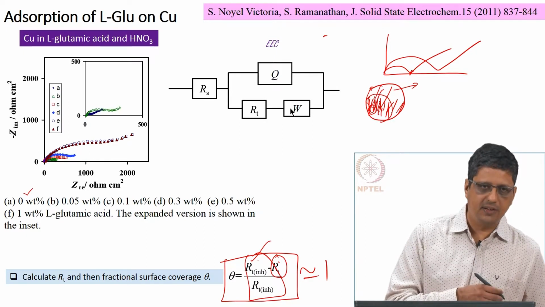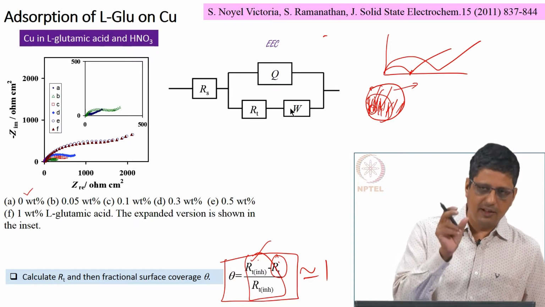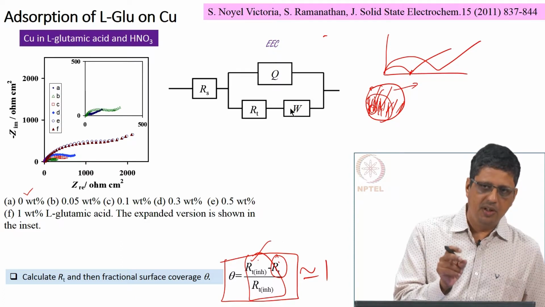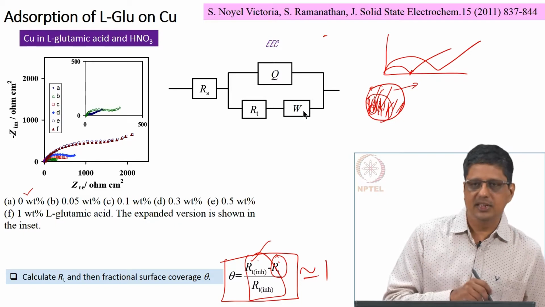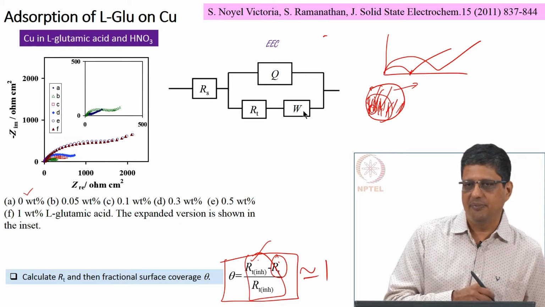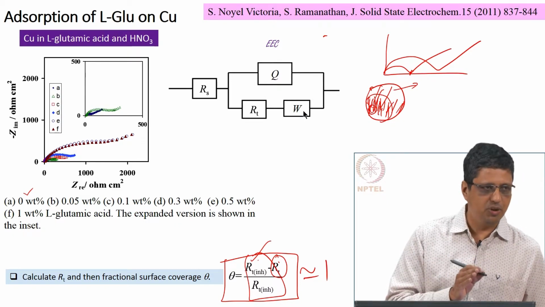This type of data can come from another system. You may have a film in which diffusion can happen, then I may or may not be able to use this semi infinite Warburg impedance there. So, you have to know something about the system.